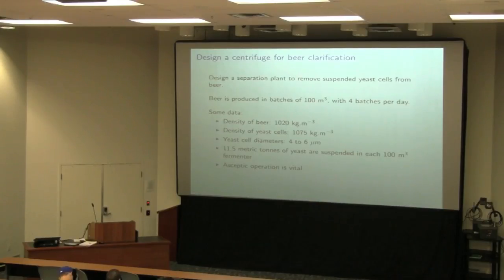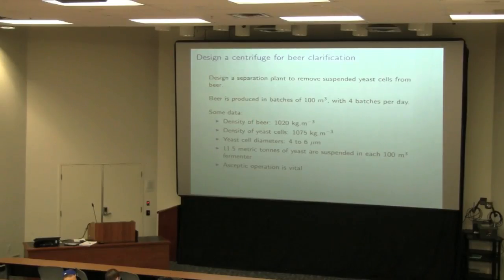Now there's yeast suspended in this liquid. The density of the beer itself is roughly that of water. The density of the yeast cells is very, very close to the fluid that they're suspended in, which is often the case in bioseparations. The particle sizes of those yeasts are given to us of a range from 4 to 6 microns. Which size do we pick for when in our design would be one question. There's a certain mass of yeast suspended in that, so that gives us an idea of the percentage solids we're dealing with. And then obviously aseptic operation is vital. So no doubt in anyone's mind here which type of centrifuge to use.